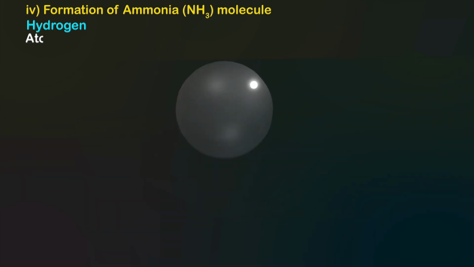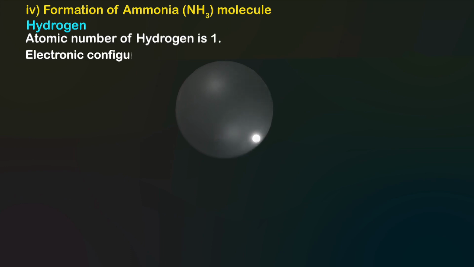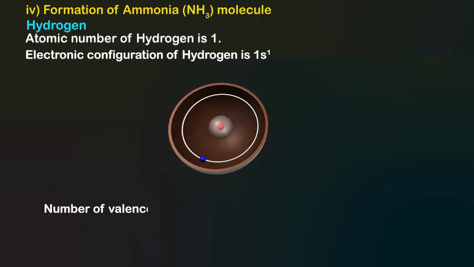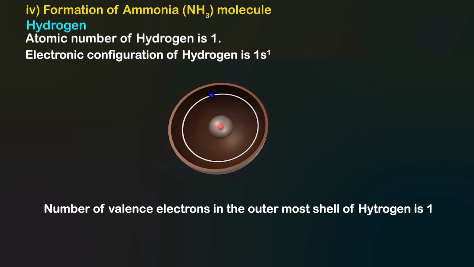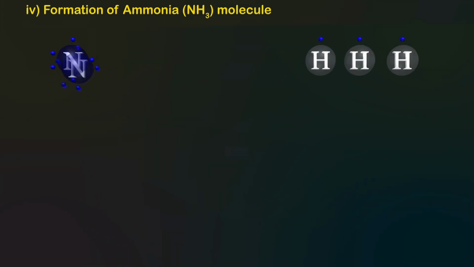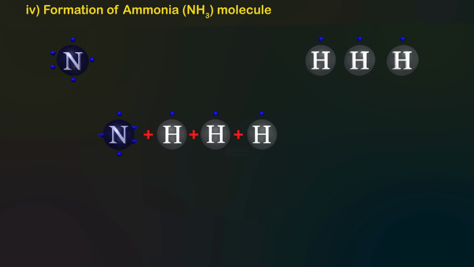Hydrogen. Atomic number of hydrogen is 1. Electronic configuration of hydrogen is 1s1. Number of valence electrons in the outermost shell of hydrogen is 1. So, each hydrogen can pair up with 1 atom. 1 nitrogen atom can pair up with 3 hydrogen atoms and form ammonia.